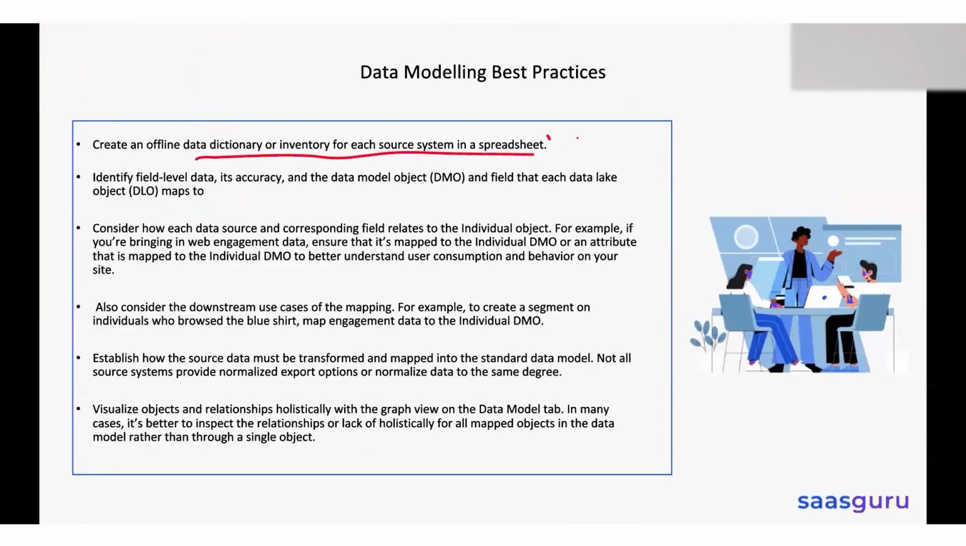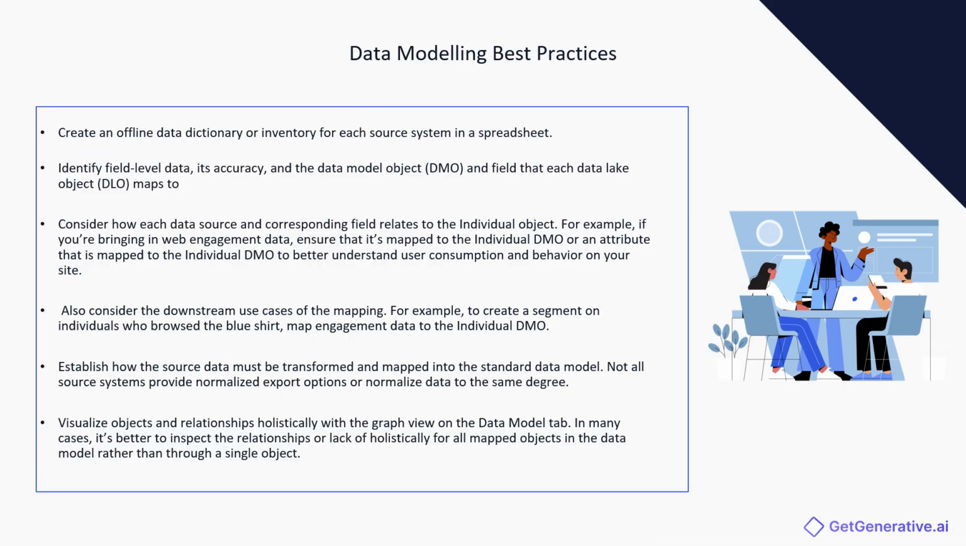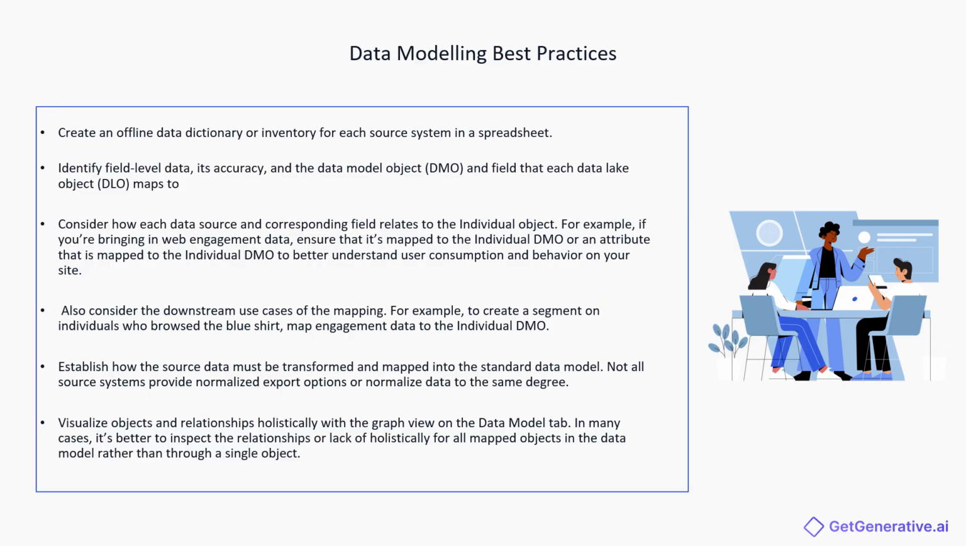Having an offline data dictionary makes an absolute difference. I can't emphasize that more, how much you have to work outside of Data Cloud to make Data Cloud projects successful. Identify field level data, its accuracy, the data model object, and the fields it's going to be mapped to. That's important because that will define whether you need a transformation or not. Which fields are you going to map it to? Do you need a standard data model object with a standard field, or a standard data model object with a custom field, etc.?